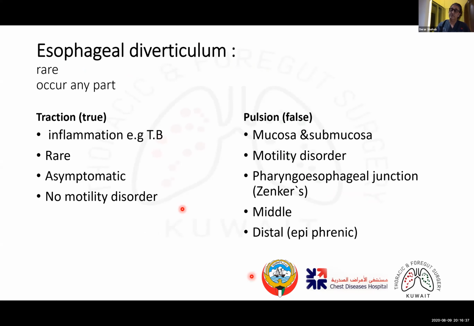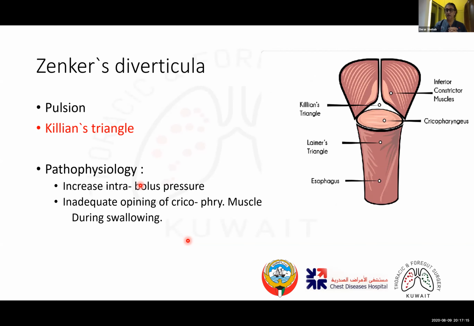We have two types of diverticulum, a true diverticulum and a false diverticulum. The true or traction diverticulum is usually asymptomatic and there is no underlying motility disorder. The causes are basically inflammatory reaction around the esophagus, whereas the false or pulsion diverticulum is made of mucosa and submucosa. Most of the time there's an underlying motility disorder, and the most popular ones are Zenker's diverticulum and epiphrenic diverticulum. So let's move on to Zenker's diverticulum, which is a pulsion diverticulum.